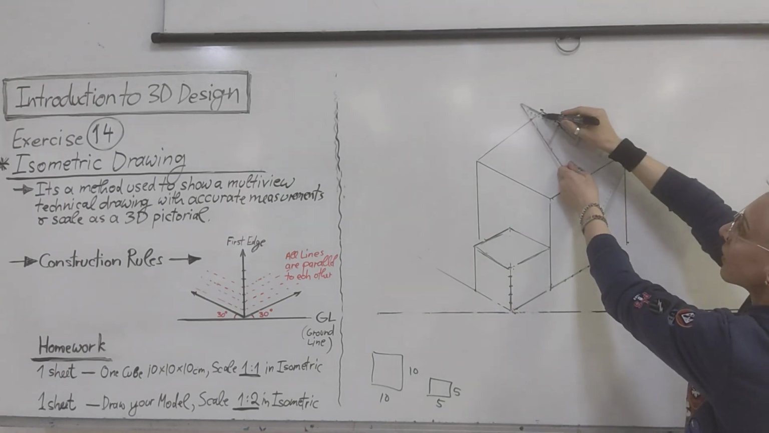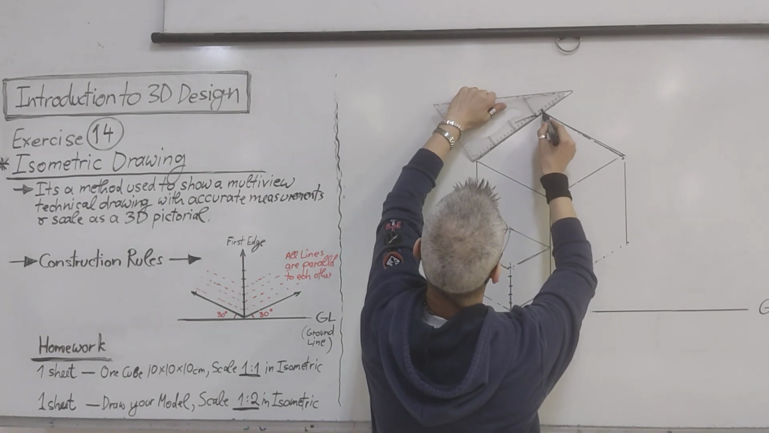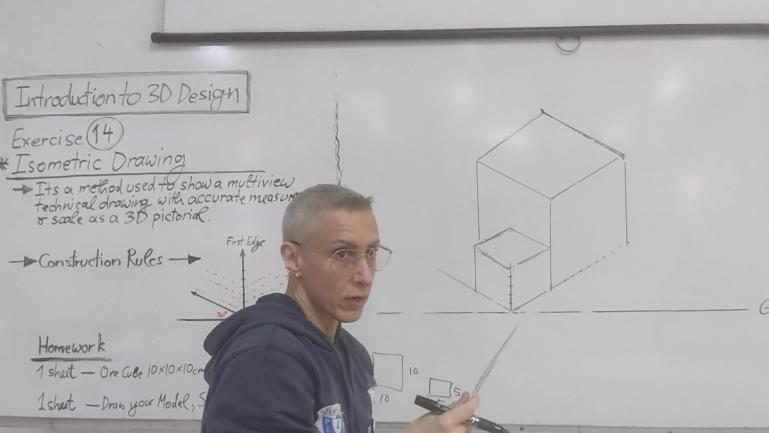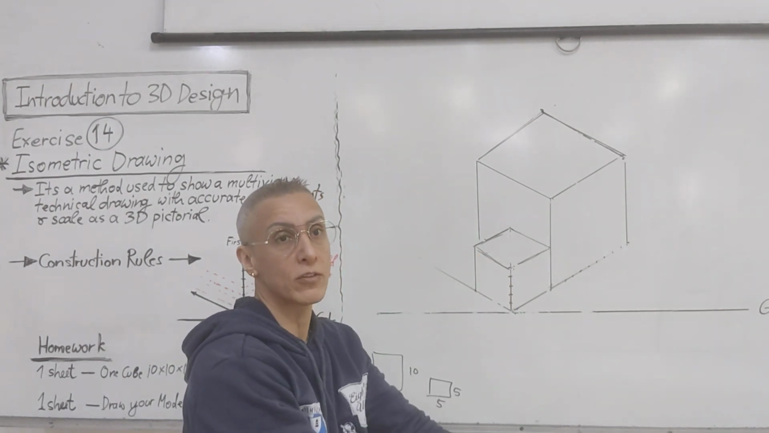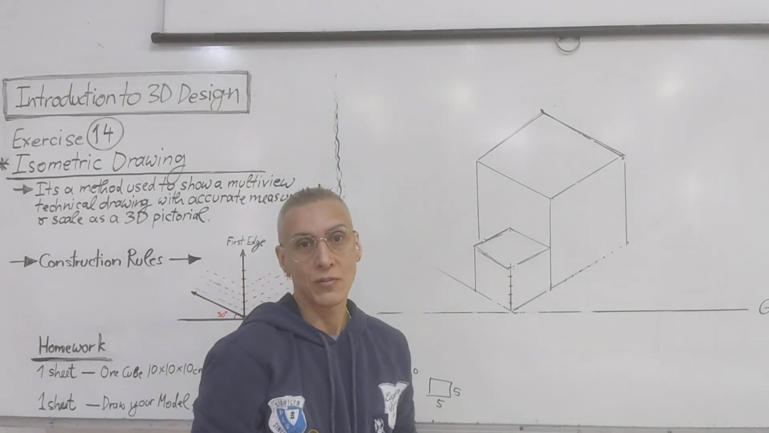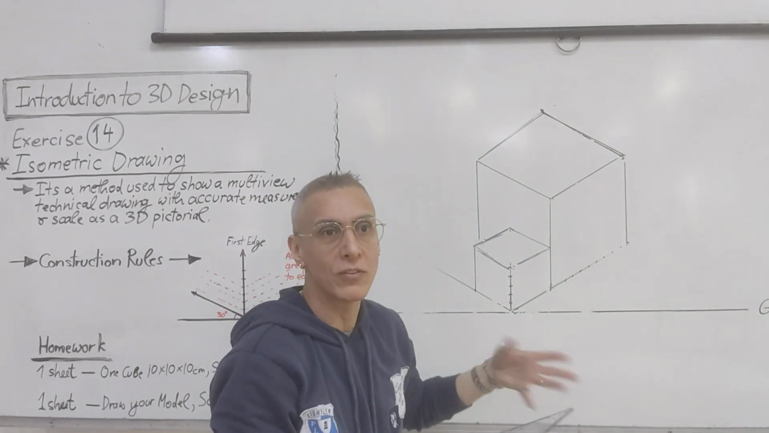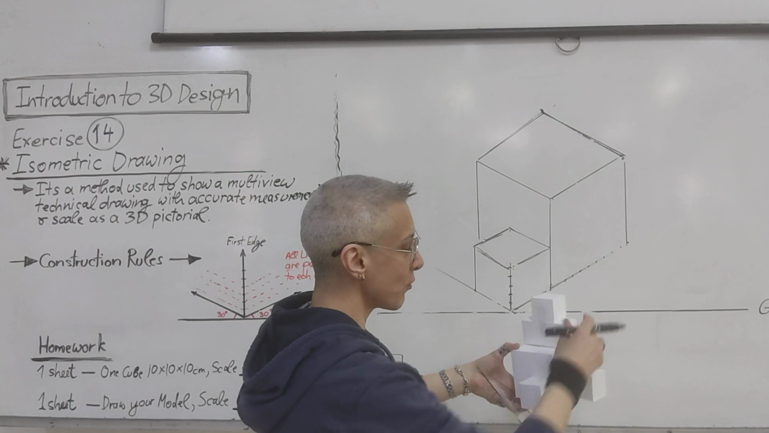Now, if you don't use your T-square and the ruler at all times while drawing this, you will end up with not a correct drawing. So you will end up with something like what I'm doing. Okay? So one line will not be parallel, it will not be the correct measurements, and so on. So be careful.